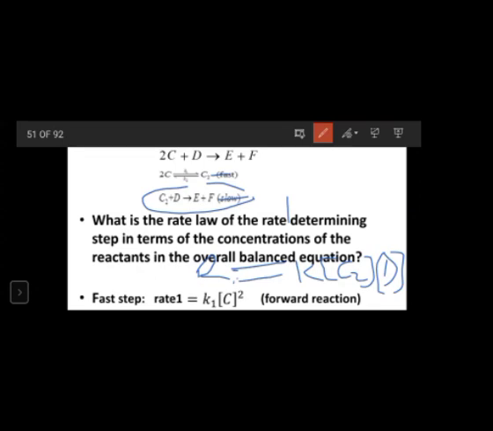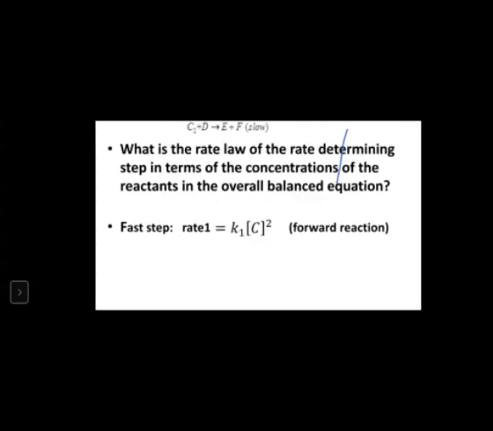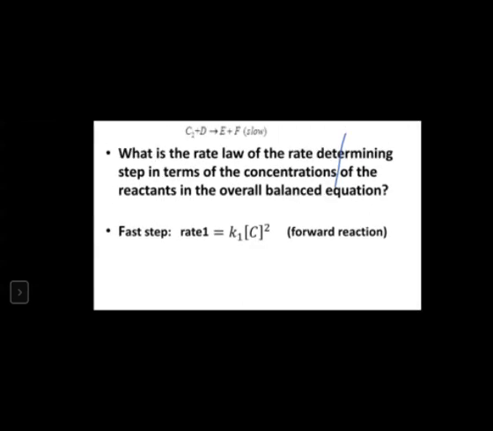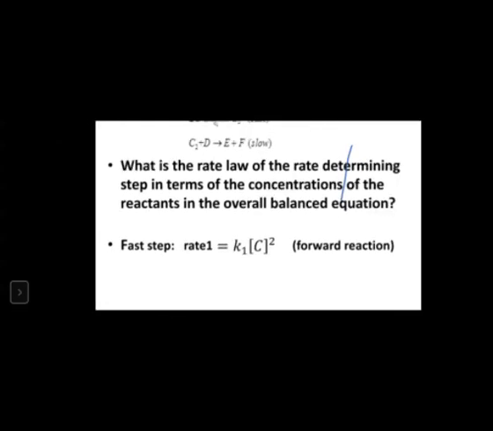C2 is just a side reaction. We don't actually need it. And so if you want to write the rate law for this reaction, this is what you should do. Look at that. For the forward reaction, you have a situation in which rate = K1 into C raised to power 2.